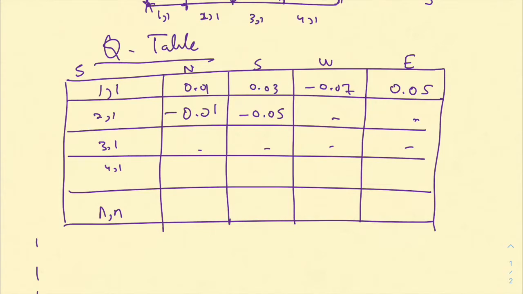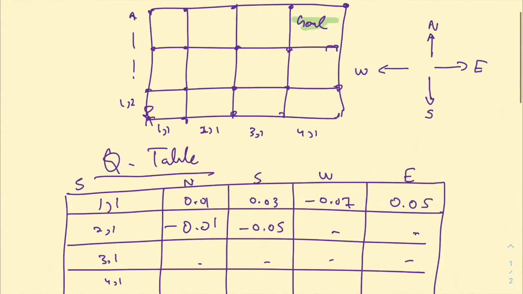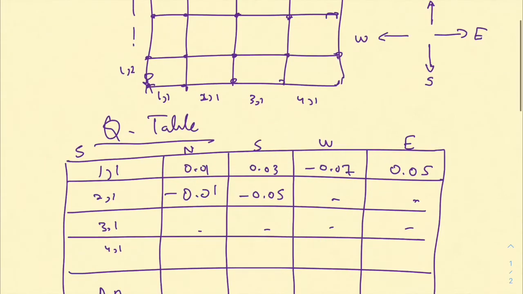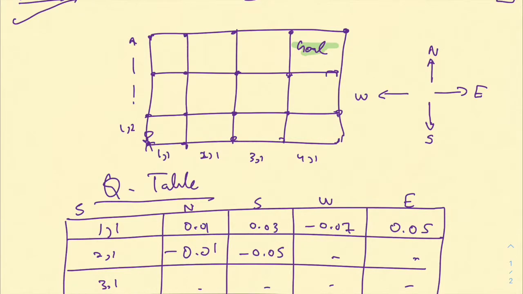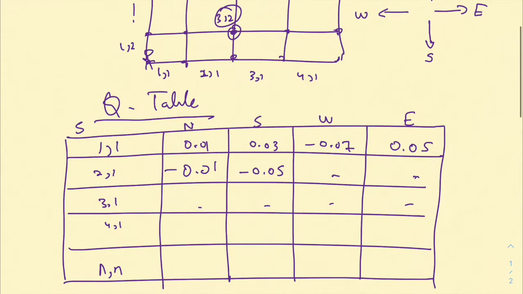Now the algorithm tries to solve this problem by finding the optimal action at each state. So for example, I am at this state, so this will be 3 comma 1, sorry, 3 comma 2, right? This will be 3 comma 2. So once I'm at 3 comma 2, I will just look at the Q table to decide my next action. So for example, there is a row of 3 comma 2 here, right? So I will go to this row.